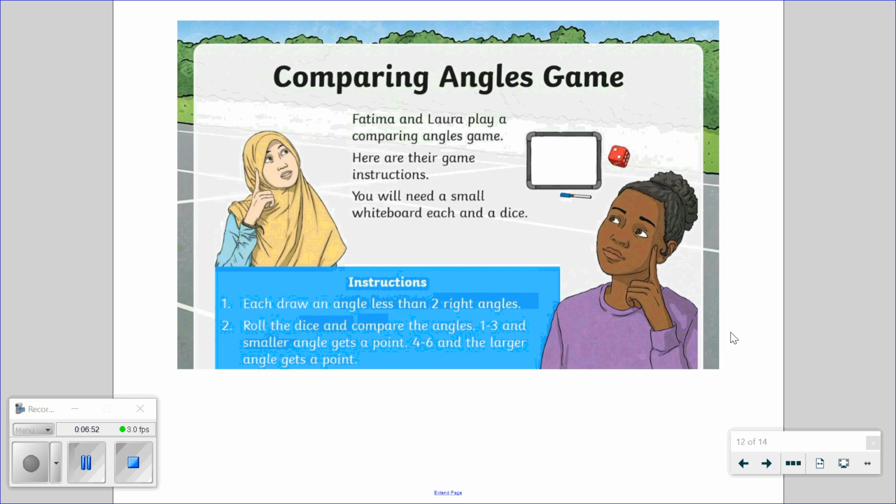And finally, I've included an angles game you might like to have a go at. It says you need a small whiteboard, but you could just use paper. So you and your partner each draw an angle that is less than 2 right angles, so less than a straight line. It could be a right angle, obtuse, or acute angle. You roll the dice and compare your angles. If the dice says 1 to 3, the smaller angle gets a point. If it says 4 to 6, the larger angle gets a point. Maybe you could see who gets to 5 points first.